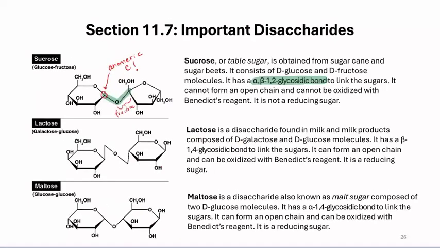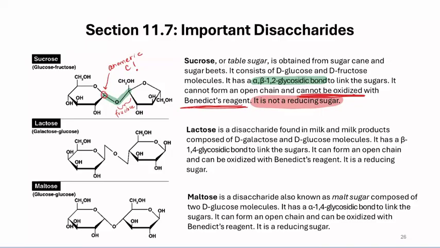Because of that special glycosidic bond that exists in sucrose, this disaccharide cannot form an open chain. And since it cannot form an open chain, it cannot be oxidized via the Benedict's reagent. So specifically, sucrose is a non-reducing sugar. It cannot reduce the copper 2 in the Benedict's reagent to copper 1.